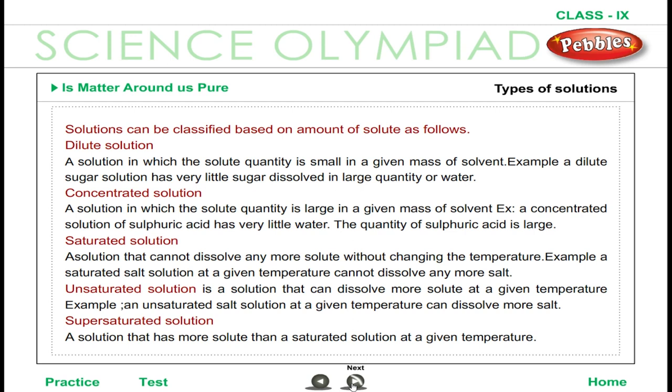Saturated solution is a solution that cannot dissolve any more solute without changing the temperature. Example, a saturated salt solution at a given temperature cannot dissolve any more salt. Unsaturated solution is a solution that can dissolve more solute at a given temperature. Example, an unsaturated salt solution at a given temperature can dissolve more salt. Supersaturated solution is a solution that has more solute than a saturated solution at a given temperature.